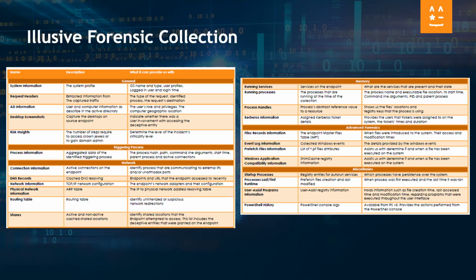So essentially, it's almost like saying that we're in front of the computer itself. All right. Then we have the prefetch files. The prefetch files allow us to determine if a file has been executed on the system. And finally, we have the Windows application compatibility information, which is the shim cache. The shim cache allows us to see whether or not a file has been executed on the system, when it was created on the system, and when it was last executed.